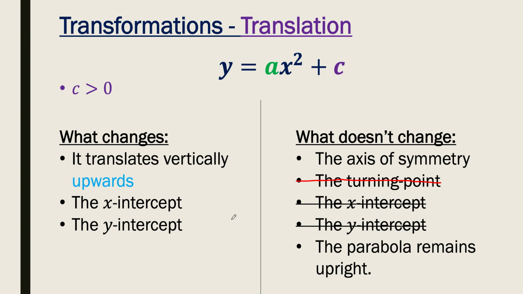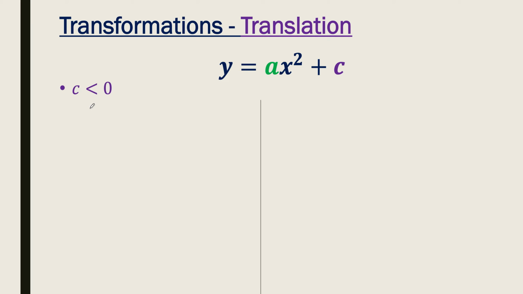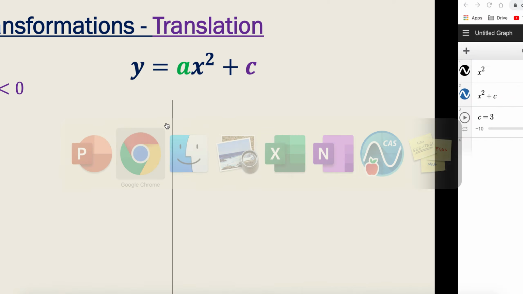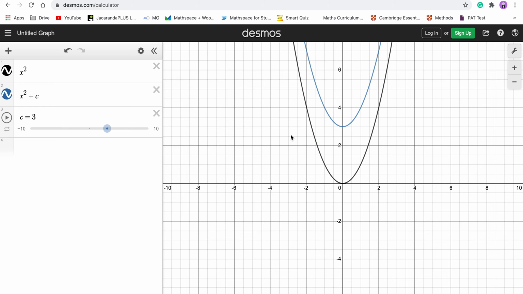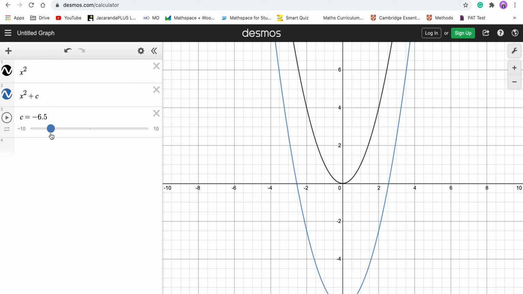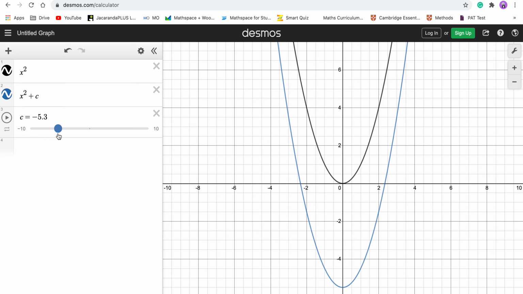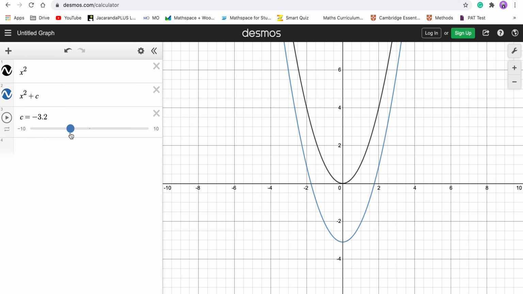Now let's look at what happens when c is less than 0. Sorry, here first. Let's go back here and we're going to see what happens when c is less than 0. We can see that now the parabola is being translated downwards. Okay, and you can see there. Fantastic, so in the same graph. Now, what happens in this case?